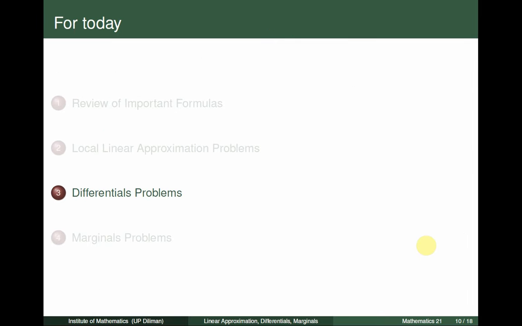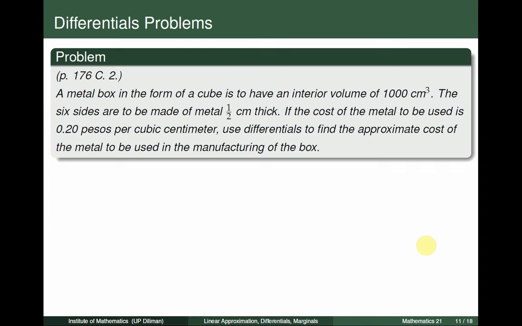Let's move on to differentials problems. First one will be page 176, C2 in the module. A metal box in the form of a cube is to have an interior volume of 1000 cm cubed. The 6 sides are to be made of metal 1/2 centimeter thick. If the cost of the metal to be used is 0.20 pesos per cubic centimeter, use differentials to find the approximate cost of the metal to be used in manufacturing of the box.